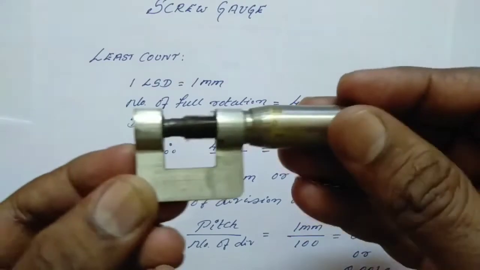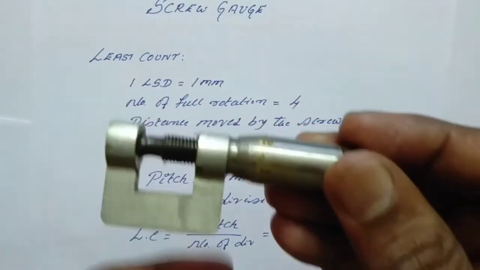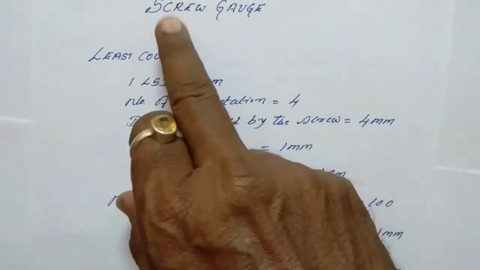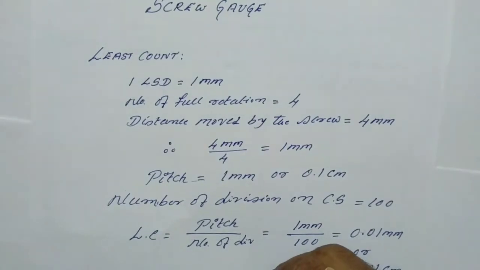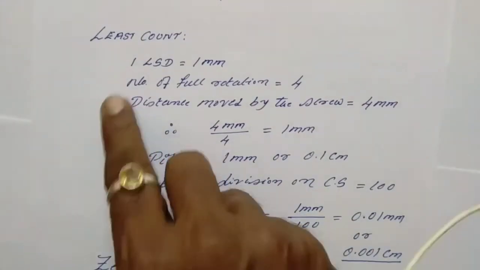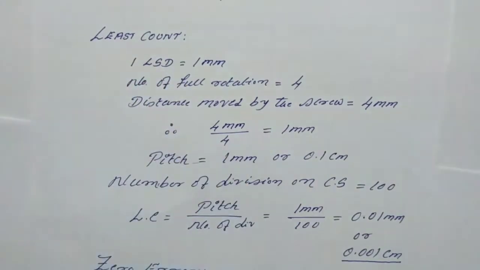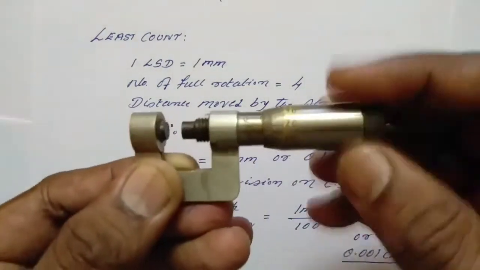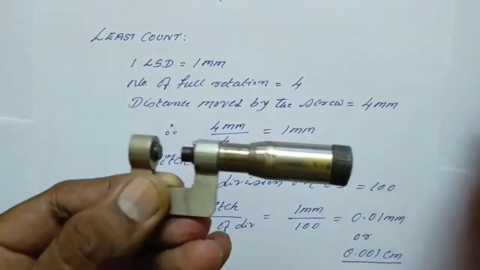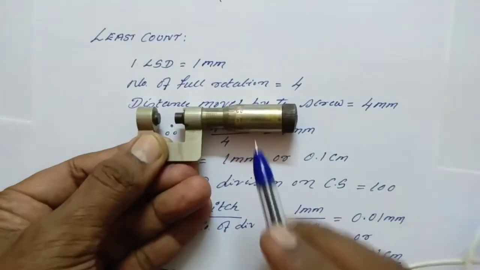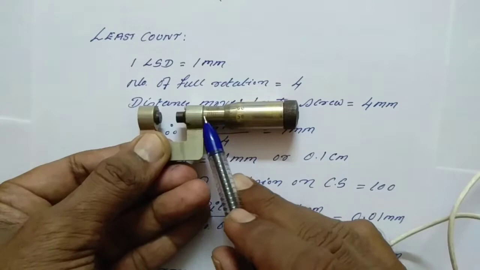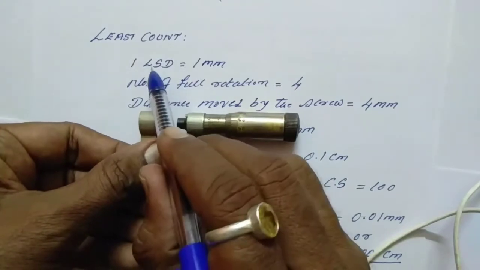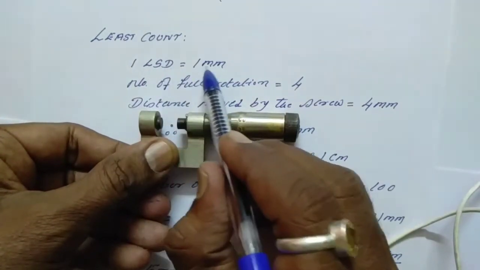You know that every instrument has a least count. So here we have to find out the least count of the screw gauge. Here 1 LSD, a linear scale division. Please observe, this is the linear scale. On this particular linear scale, 1 linear scale division is equal to 1 millimeter.